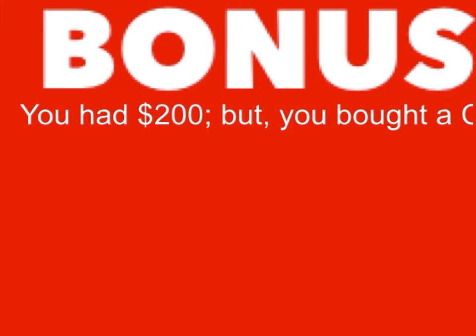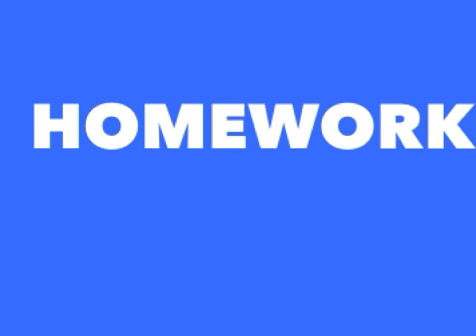You had $200, but you bought a CD worth $12.75, a jacket worth $45.65, and 3 USB drives that are worth $9.97 each. How much money do you have left? The answer for this one is $111.69.